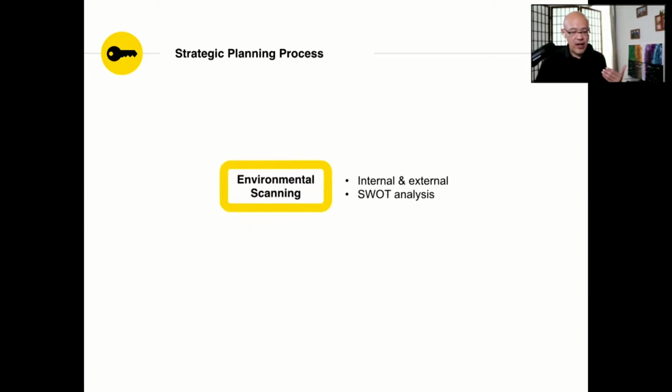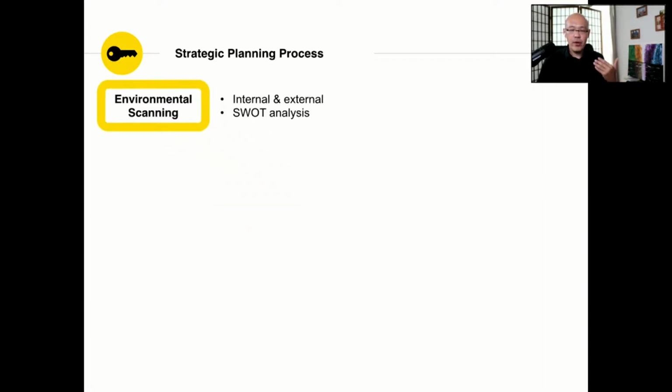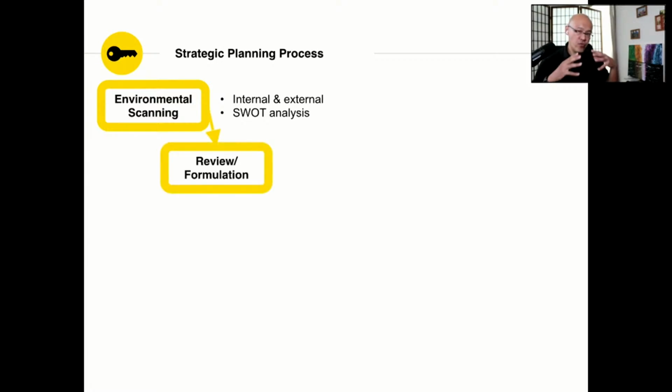Now, once you've done that, the next part is for you to review and formulate your vision, mission, and values. We are going to make the assumption that you are not starting from scratch. You already have a set of vision, mission, and values. And what you're doing right now is reviewing them. You are asking yourself, are the vision, mission, and values still valid, right?